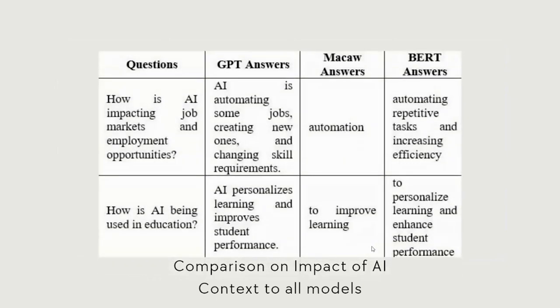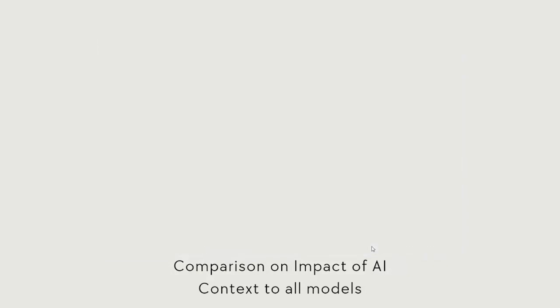As Palash earlier said, BERT requires context for answering every question. If we are giving it a question, we need to give it a proper context so it's able to perform on that. For this reason, we tried giving context to all the three language models, GPT, Macau, and BERT, and checked its performance on this. This criteria was for impact of AI. We'll move to the next slide.